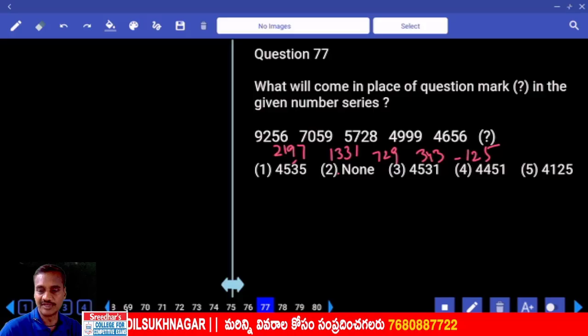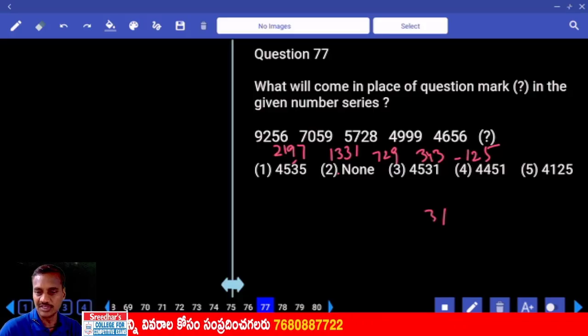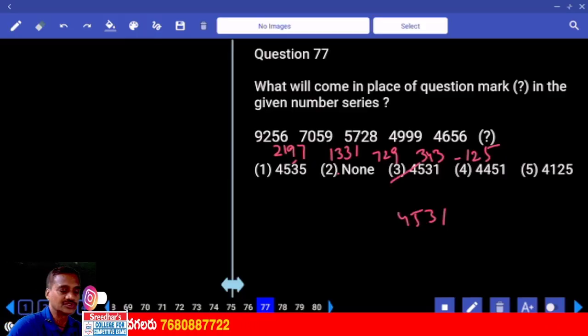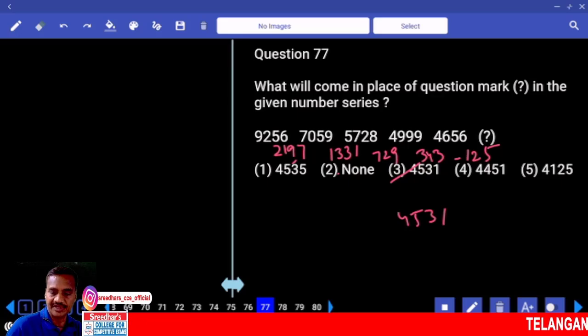Now 4, 6 minus. 6 minus 5 is so much? 1. And at the same time 5 minus 2, 3. And 46 minus 1, 45. Now 4, 5, 3, 1, choice 3. 77. Then coming to 78.